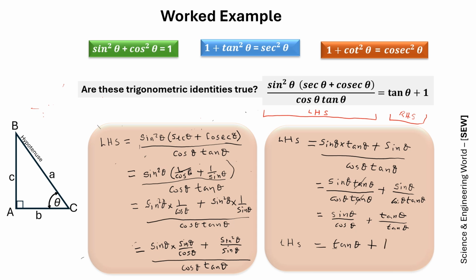And you can see from here, examining the left hand side, that this is equal to our right hand side, and that is to show that the identity on the left hand side is equal to the identity on the right hand side.